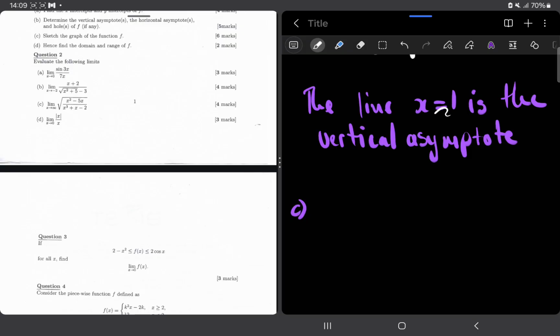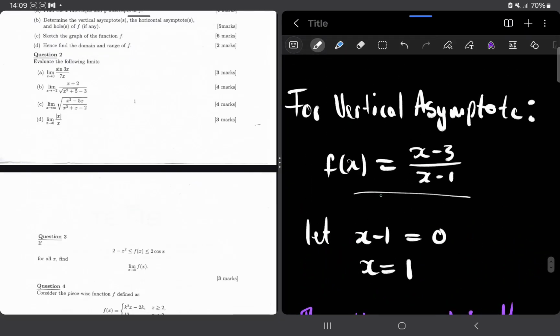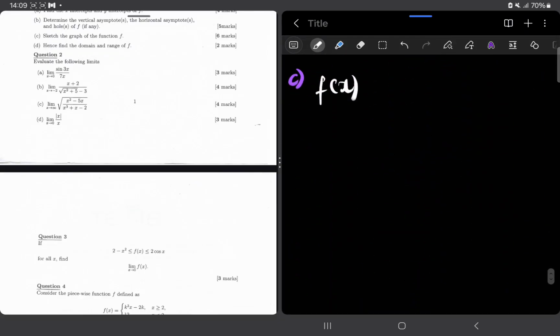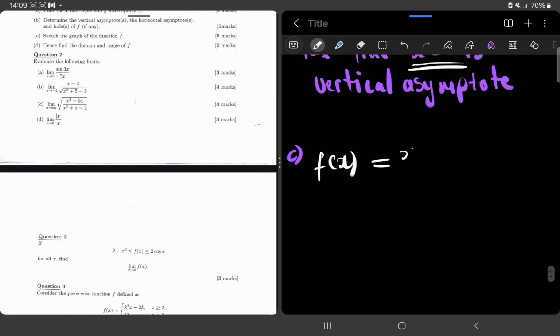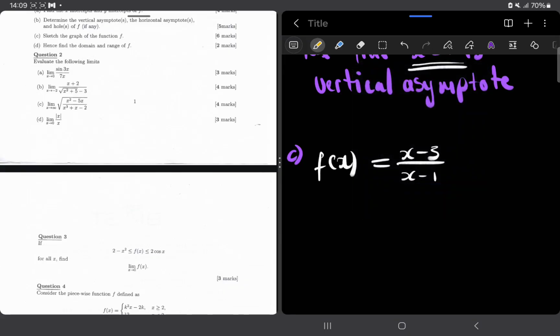So that is for the domain. What is my vertical asymptote? It is the line x equal to 1. So I want to know, how does my function behave close to this? I'm going to take the easier version, which is f of x after factorization, x minus 3 over x minus 1. Let's see how our function behaves close to that.